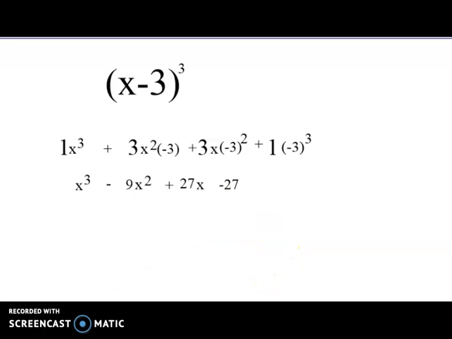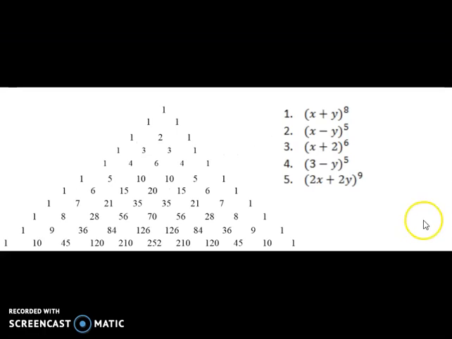We're going to try to do some exercises now. Right, I would like you to use your Pascal triangle and try to solve these without doing any calculations, just by plugging in the values and then expanding and simplifying.